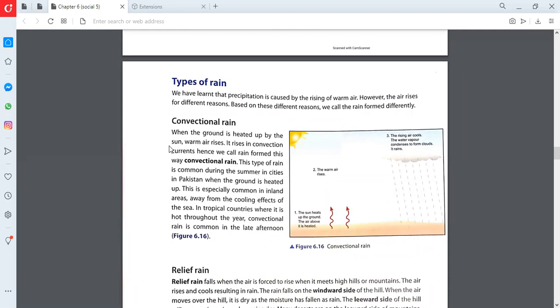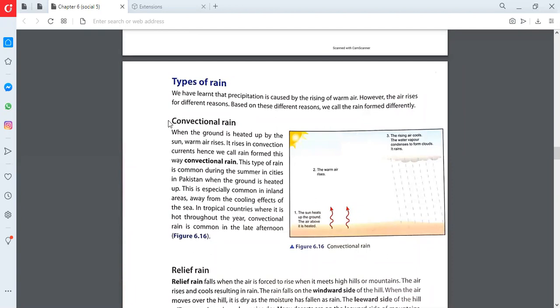Okay, we see that precipitation is basically caused by the rising of warm air. The air rises for different reasons. What those reasons are, we will see. Based on those reasons, the rains form differently.